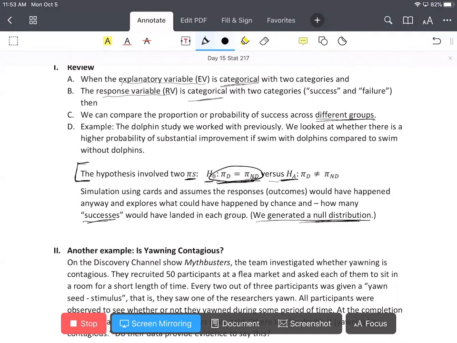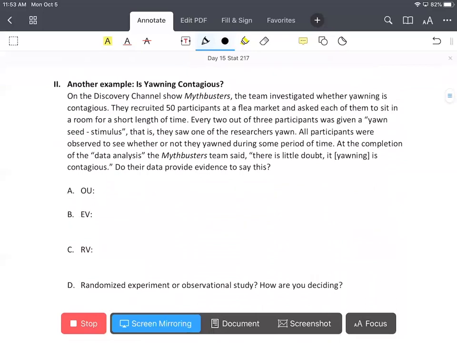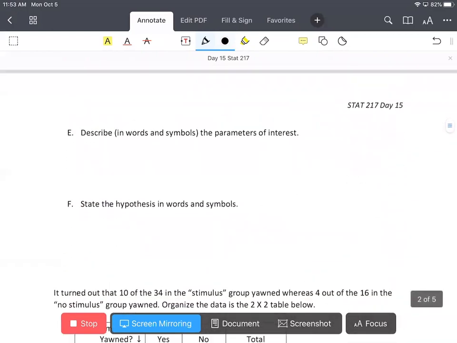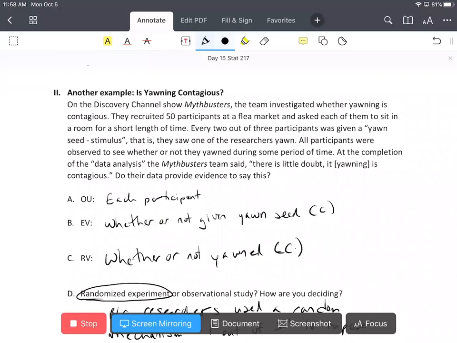So let's start another example, just to make sure we're comfortable with all of this. I would like you to pause the video and take a few moments and fill in A through F, and then come back. So hopefully you paused the video, read the description, and then filled it out. Really quickly, I just want to look at it.